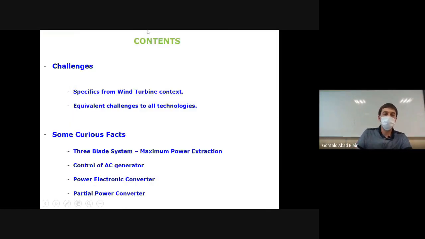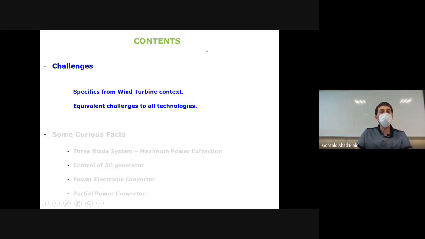the presentation that I have prepared is divided in two parts. In the first part, we will speak about the challenges, and then, as I said before, we will shortly say a few curiosities or curious facts in relation to this technology that maybe are not so obvious, but it's useful to remark or highlight them. Okay, so first of all, we will see the challenges according to my view.